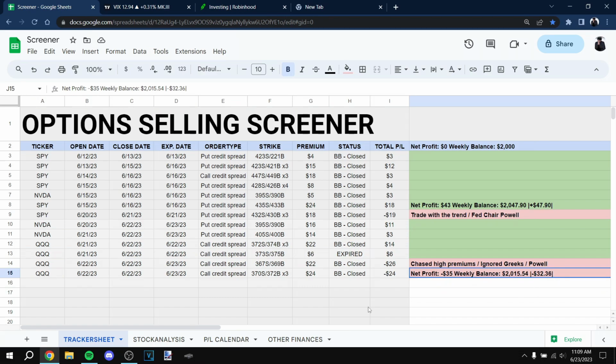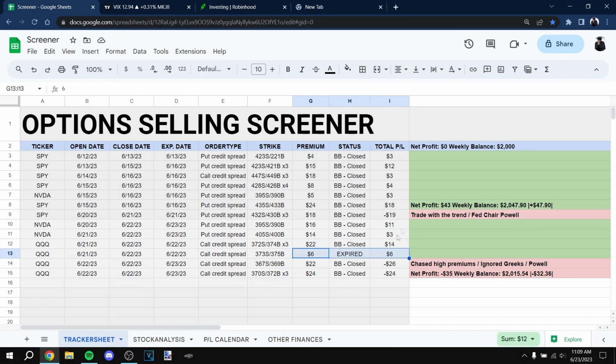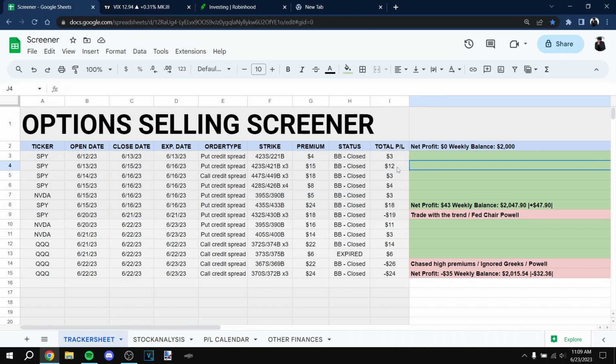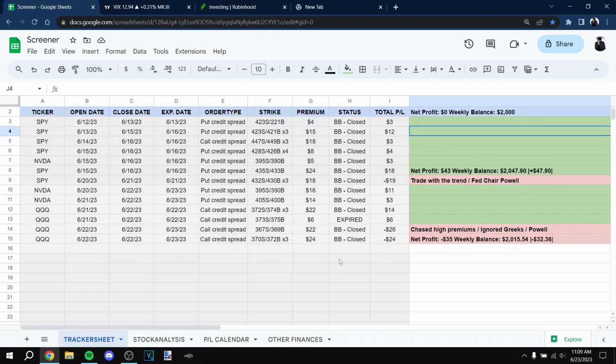So now I know that I can let my gains expire for 100% profit instead of buying it back. For example, this one was 3 contracts. The premium was 15, and then I spent $3 to buy it back for a total profit of 12. When in reality, I could have had $3 extra, right? So now I know that you can let contracts expire and you'll have no issues as long as they're both out of the money.